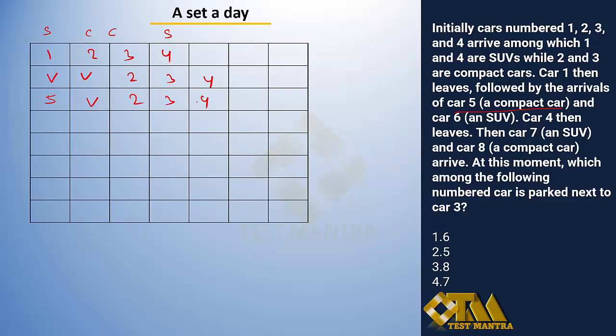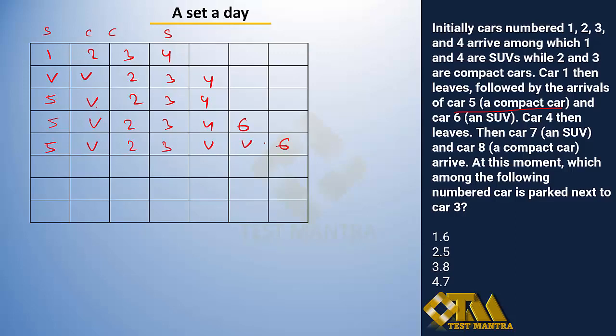And then car 6, which is nothing but an SUV. For an SUV, as we have seen, we need 2 vacant places. I do not have 2 vacant places available here, I have only 1 vacant place available. So that means car 6 will be at this point. So I'll just mark 5, V, 2, 3, 4 and car 6 will be at this point. Now car 4 leaves, and it's already given that car 4 is an SUV. So it's 5, V, 2, 3, then again 2 vacants are there, and then 6.